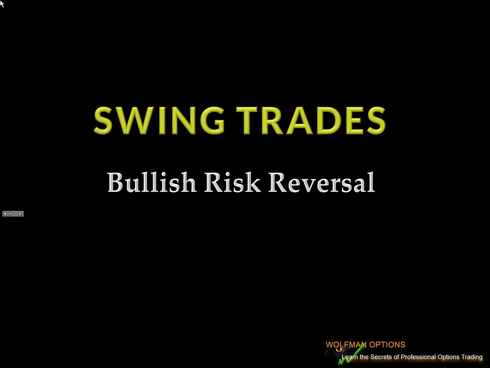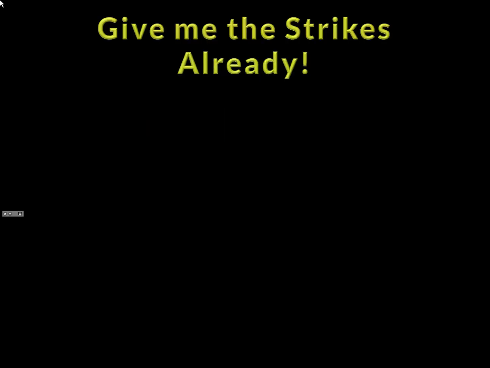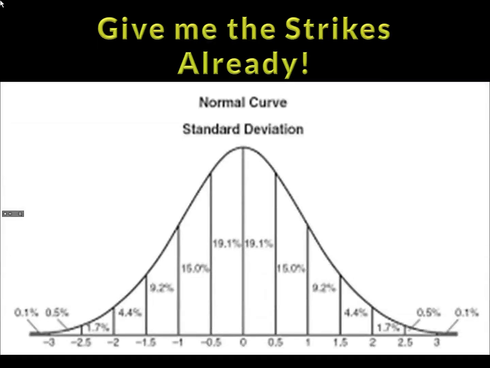All right, so the bullish risk reversal is a risk reversal, but this is the bullish one. That's how it goes. We're going to be looking at the probabilities first before we find the strikes. You guys have seen this before. We talked about these standard deviations, and they line up quite nicely with probabilities, right? That's what a standard deviation curve is. It's just telling us probabilities here, all right?